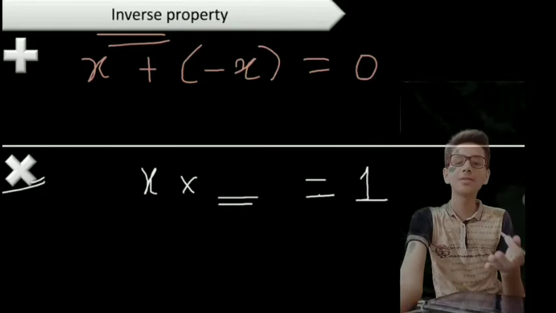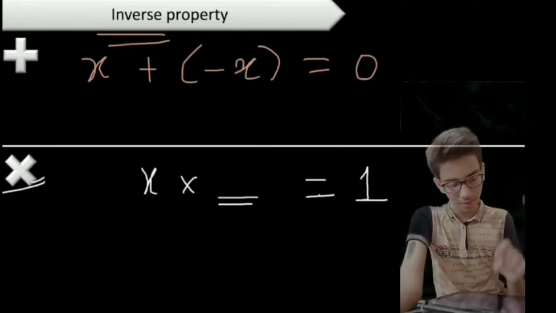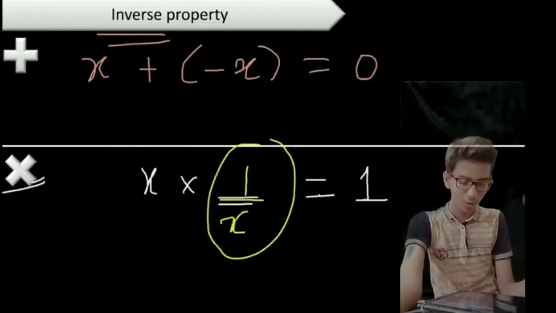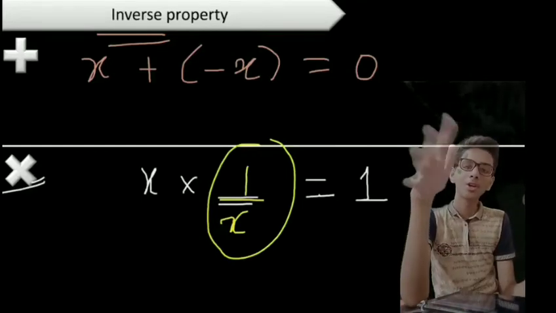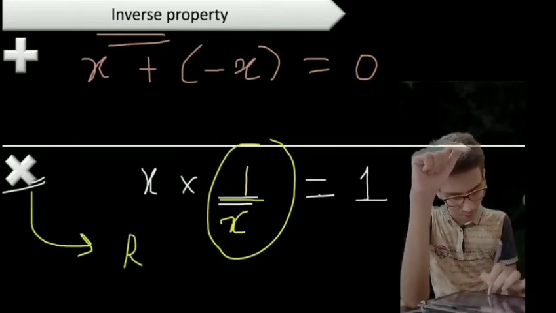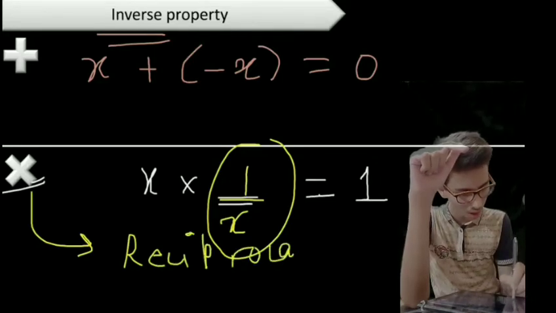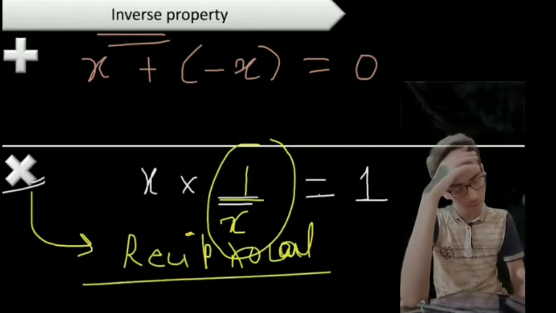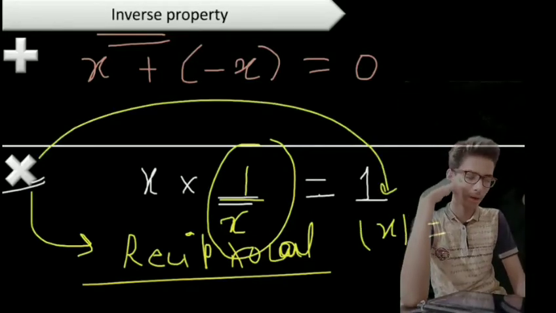Unless we divide the number by itself, you're not going to get 1. So let us divide it: 1 by x. So for the multiplicative inverse of any number, you have to write the reciprocal of that number. Multiplicative inverse is the reciprocal. So if you have x, what will you write? 1 by x.